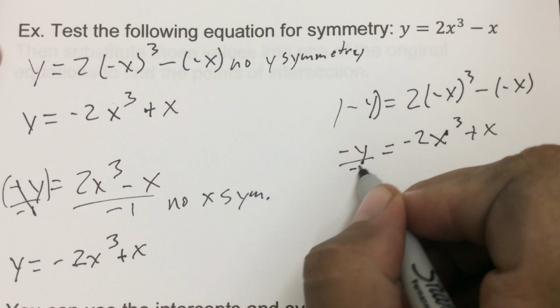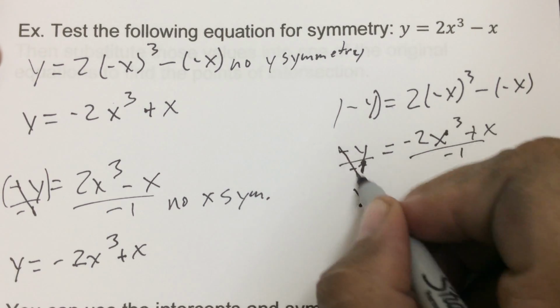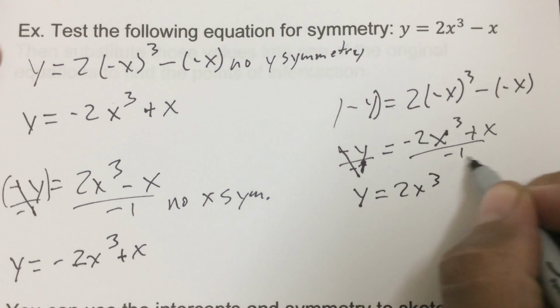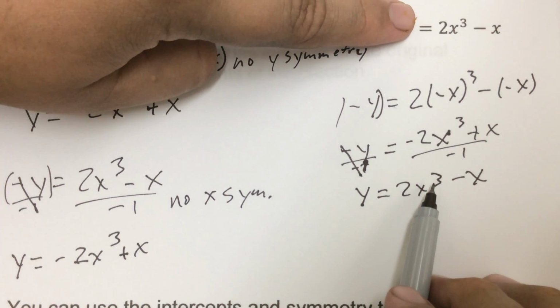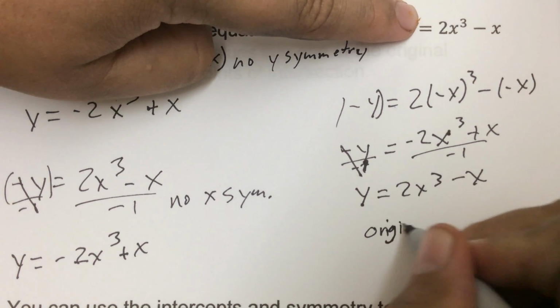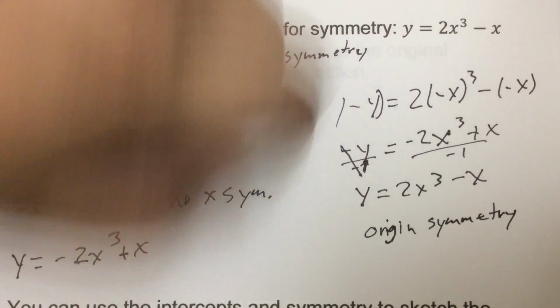Well, then if I divide by the negative 1, y would go back to normal. Here they would cancel and you'd have a 2x to the third, and that would make this a minus x, which is what we started with. So this one would have origin symmetry.